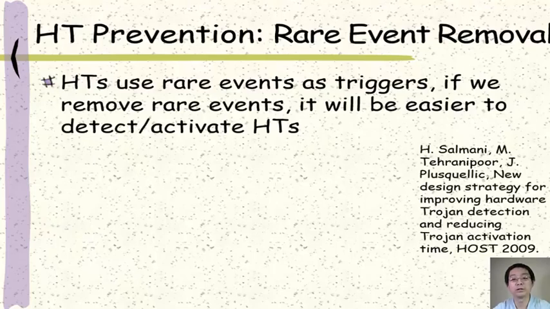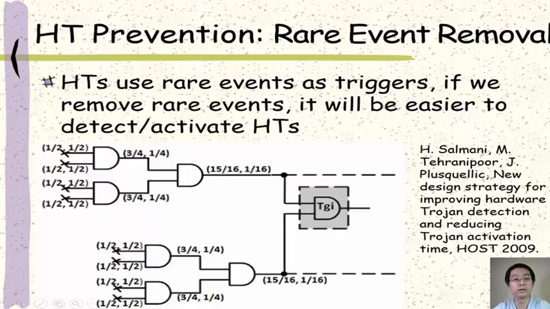There is an approach proposed by Salmani, Tehranipoor, and Plusquellic in 2009, and this motivational example shows the basic idea. What we have here is a hierarchical two-input AND gate. Assume that all the primary inputs are equally likely to be 0 or 1. The two-input AND gate will have a 1/4 chance to produce a 1 and a 3/4 chance to produce a 0, because the output will be 1 if and only if both signals are 1.